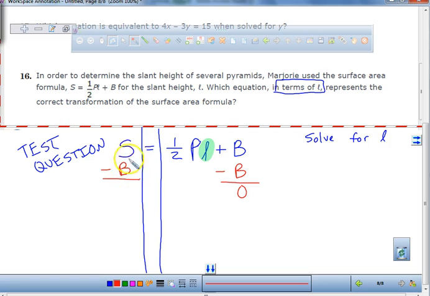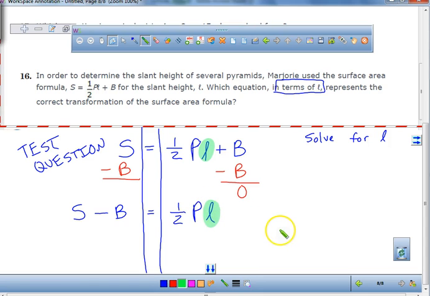Now these aren't like terms, okay? So here's what we have. We have a capital S minus a B equals 1/2 P times L. All right. Now from here, actually, there's a couple of ways you could go. So it's not like there's one right way to do this. But what we have to figure out is we got to get this by itself. So what's being multiplied to the L? A half is being multiplied to the L, and a P is being multiplied to the L.